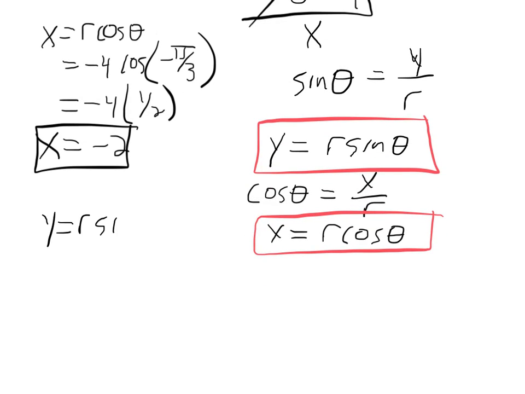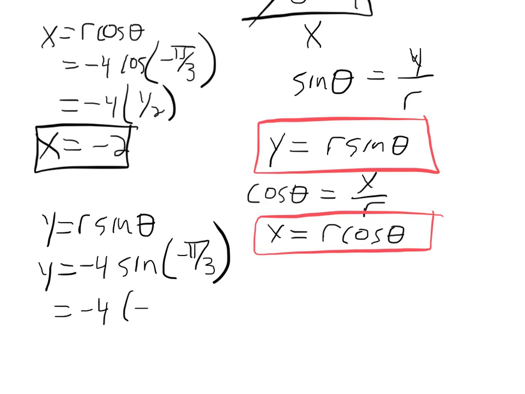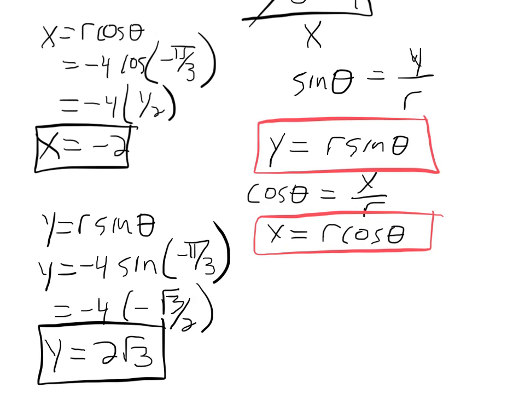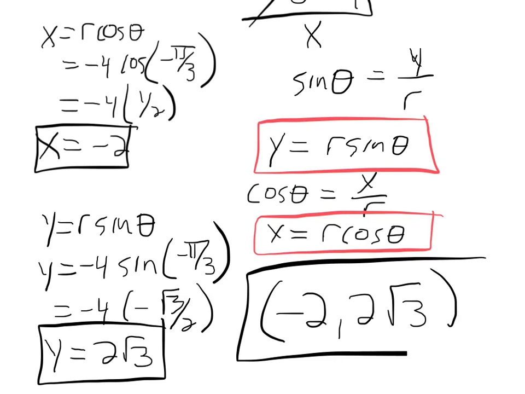y equals r sine theta. So y equals negative 4 sine negative pi thirds. Again, negative pi thirds is in quadrant 4. Sine is negative in quadrant 4, so it's negative 4 times negative, and sine of pi thirds is square root of 3 over 2. So that gives us y equals positive 2 square root 3. So this builds us up to the point (x, y) = (negative 2, 2 square root 3), and that is our rectangular coordinates for our polar point.